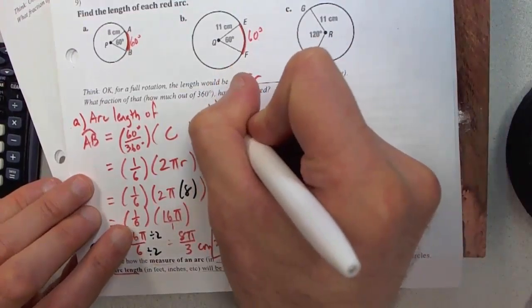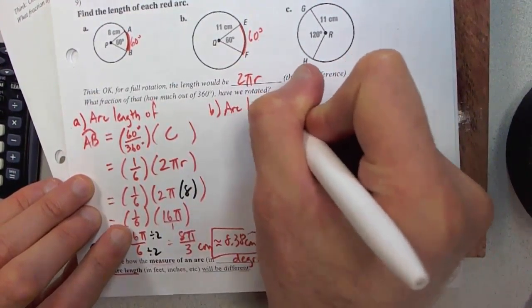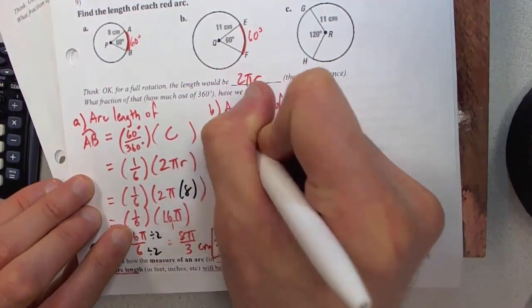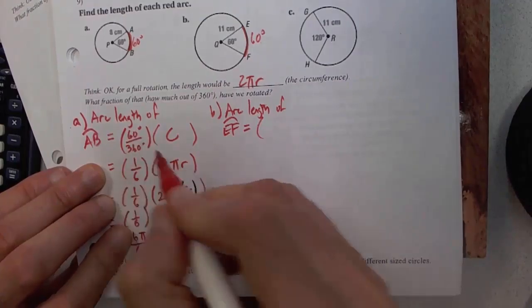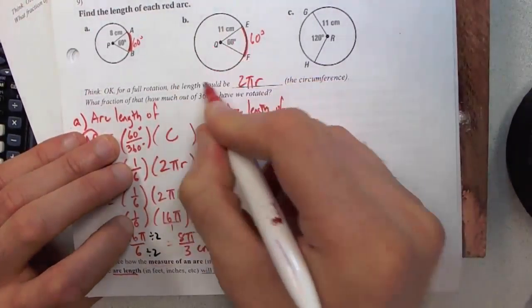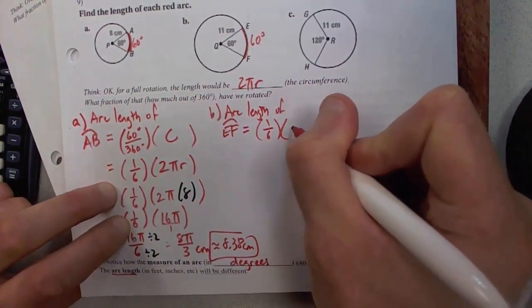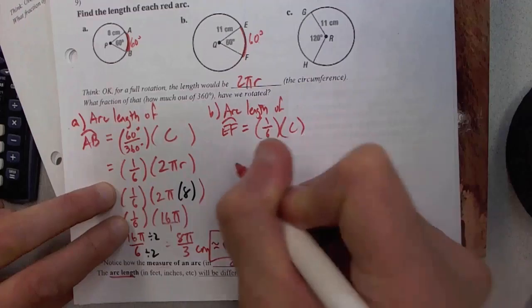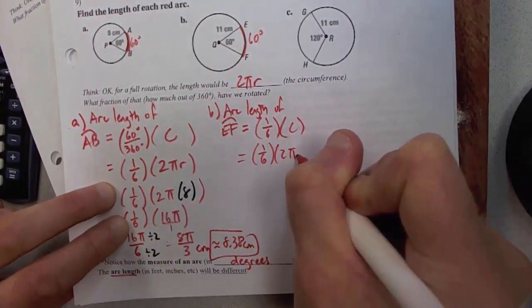So part B, the arc length of EF, arc EF equals what fraction? Well, we already did that. What is 60 over 360? That's just 1/6. 1/6 of the way across of this bigger circle. We capture that by saying 1/6 of the circumference. So 1/6 of 2 pi r.